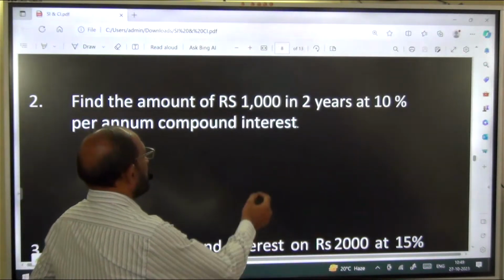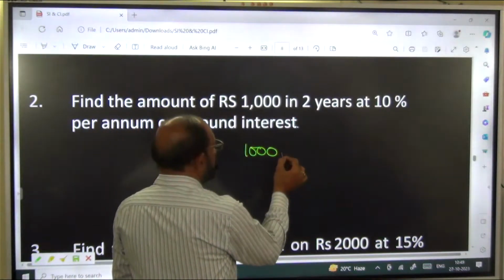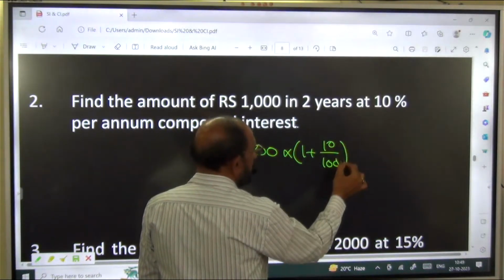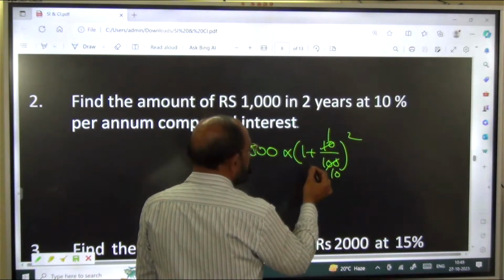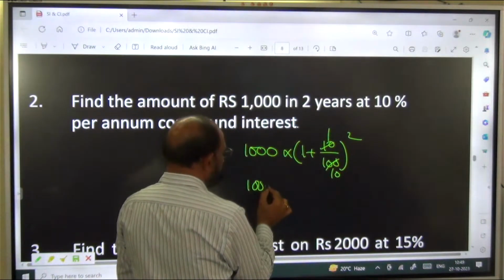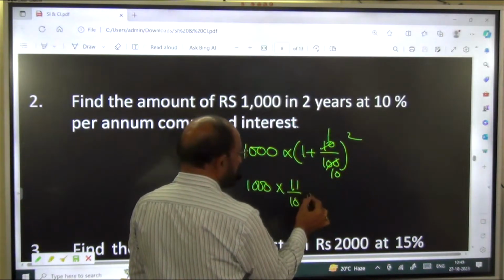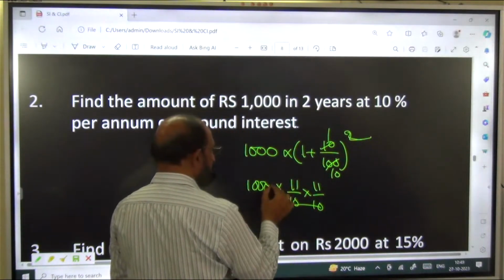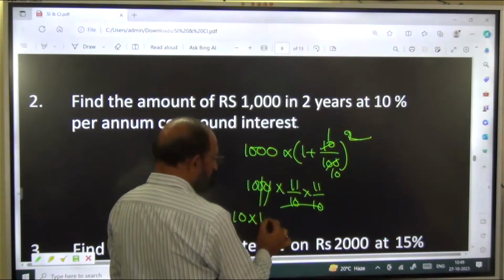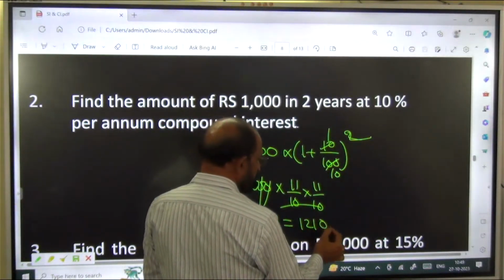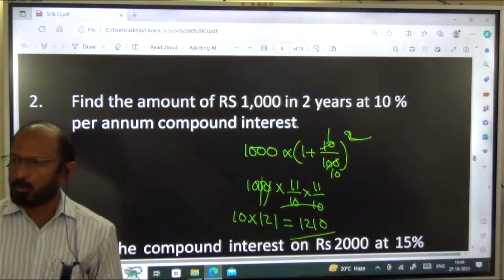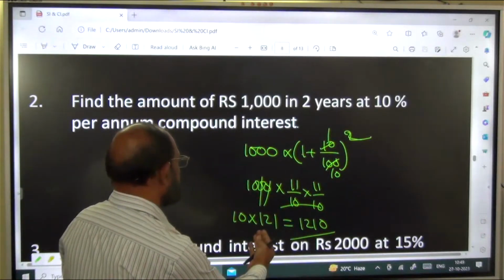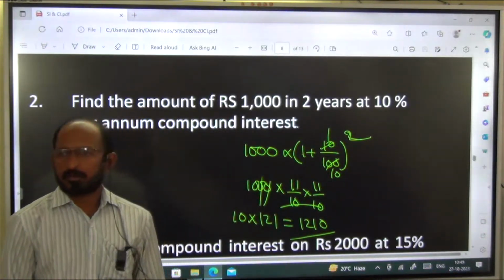This is here 1000 into 1 plus r by 100 whole square. 10 ones, 10 tens, 10 plus 1, 11. So 1000 into 11 by 10 into 11 by 10. Why did I take it 2 times? Because of the square term. Zeros cancel, 10 into 121, so 1210. 1210 is the amount, the compound amount. Then compound interest is equal to amount minus 1000 rupees, subtract to get the answer. Very good.